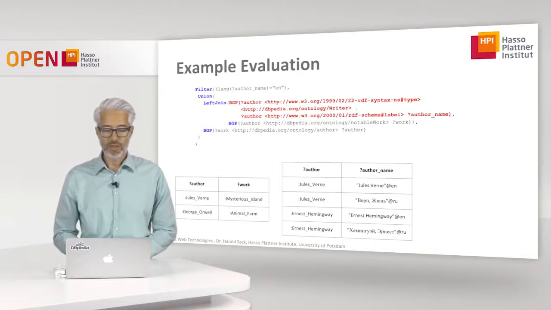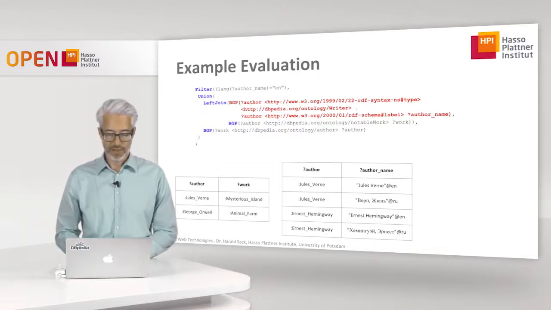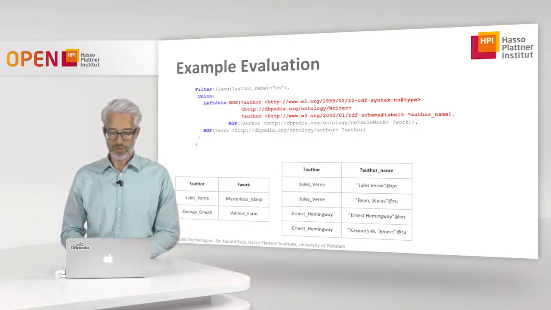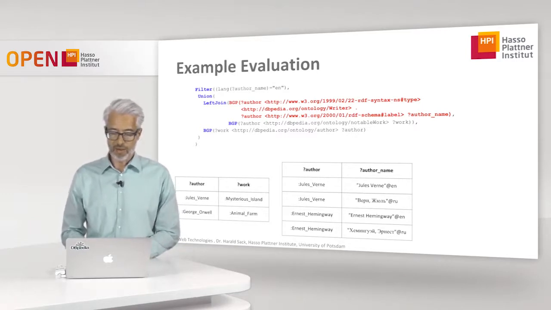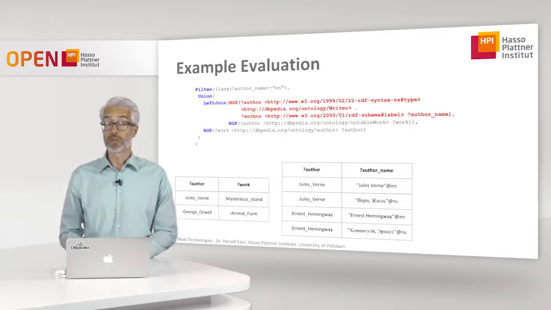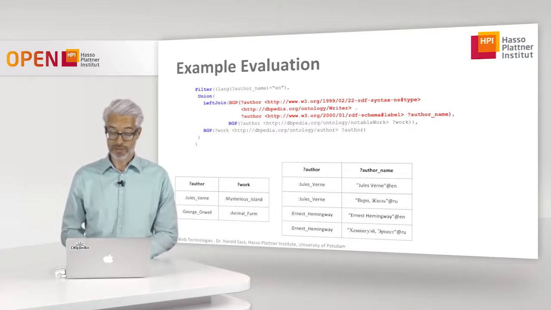So for the next one, we look at the second basic graph pattern. That's a little bit more complicated. We have two triples in there: first, author has type writer, and then author has a label, which is the author name. So we have two variables, author and author name, which constitute the table we have as a result. This is the solution set, or the solution mapping.